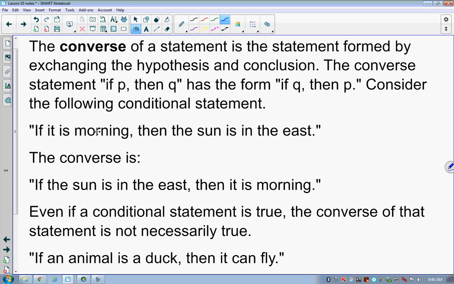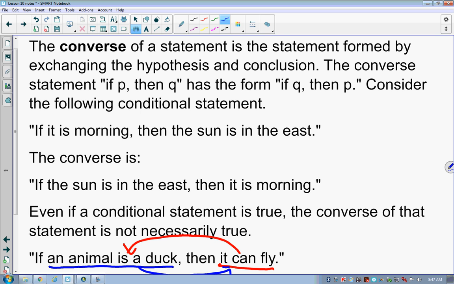Real quick, tell me what is the hypothesis? An animal is a duck. What is the conclusion? It can fly. So the only thing that we're going to do different is that when we exchange them, meaning this is going to go here and this is going to go here, whenever I bring it over, instead of using the word it, what are we actually talking about? An animal. So what is the converse then?